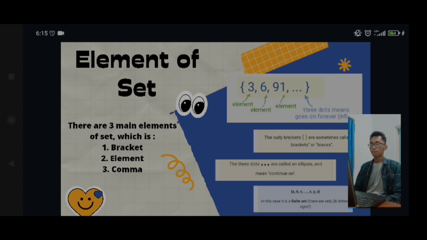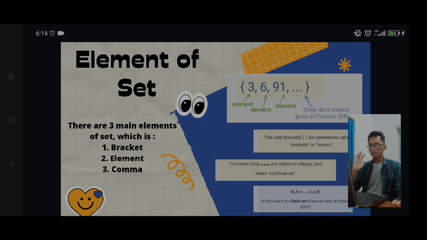And there is some more explanation. First, the brackets used in a set are curly brackets, sometimes called set brackets or braces. Next, we also have the three dots, called an ellipsis, which means continue on. So in an infinite set, for example 3, 6, 91 and an ellipsis, that means the set does not just end at 91, but goes on and continues until infinity. That's why we use the ellipsis, because it means continue on.